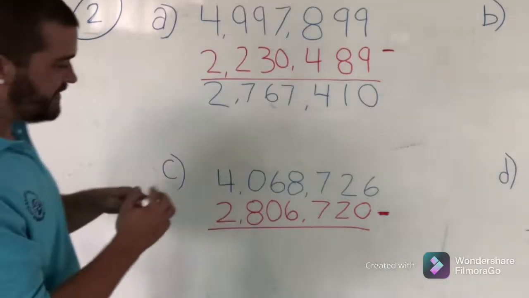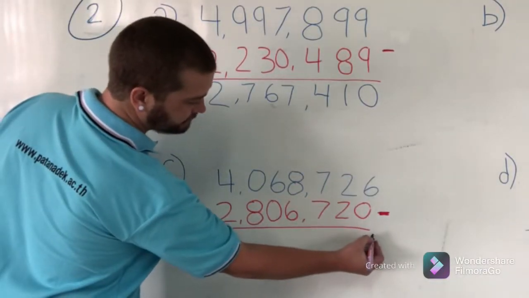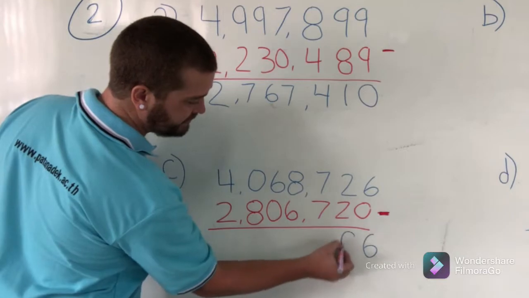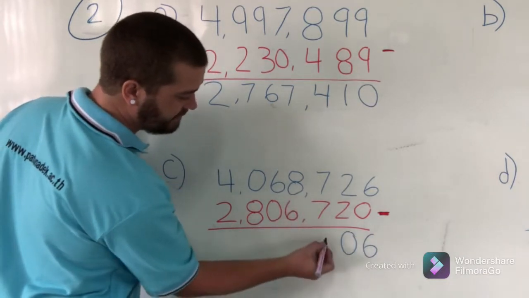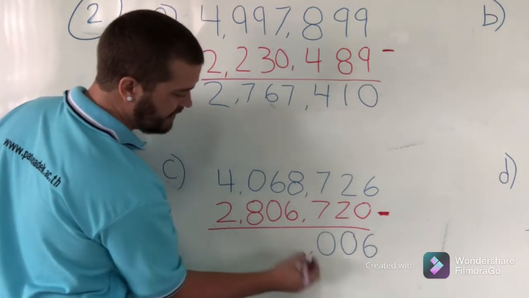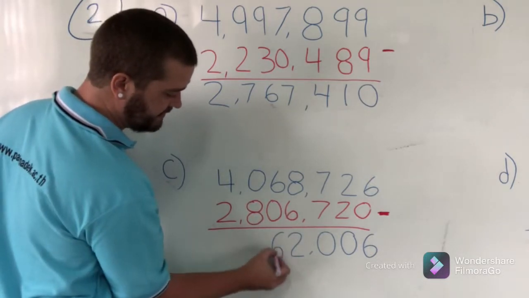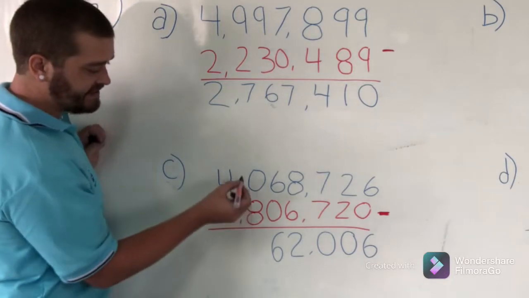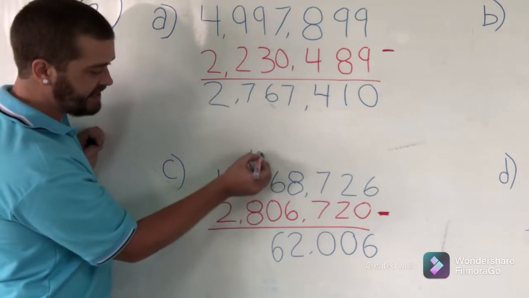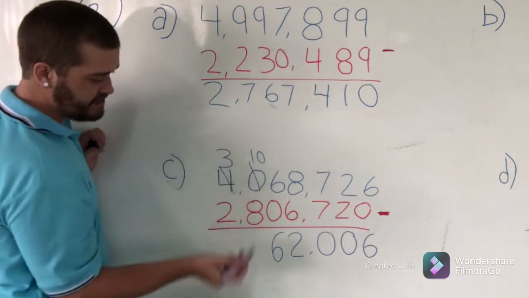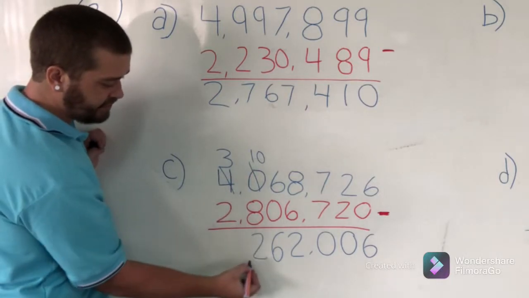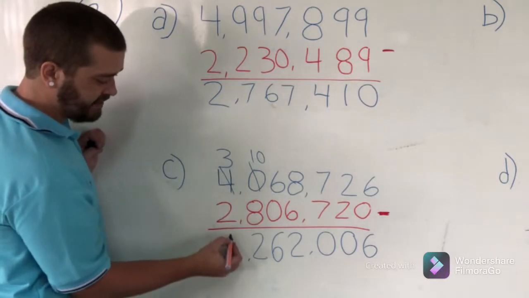So, let's do this one together. 6 minus 0 is 6. 2 minus 2 is 0. 7 minus 7 is 0. 8 minus 6 is 2. 6 minus 0 is 6. 0 minus 10. We cannot do that. So we're going to make that a 10 and this a 3. 10 minus 8 is 2, comma. 3 minus 2 is 1.